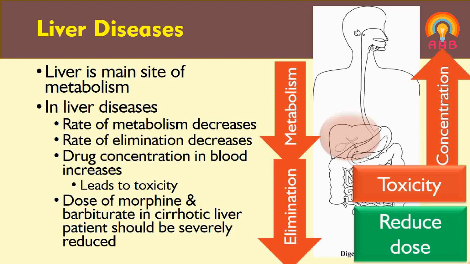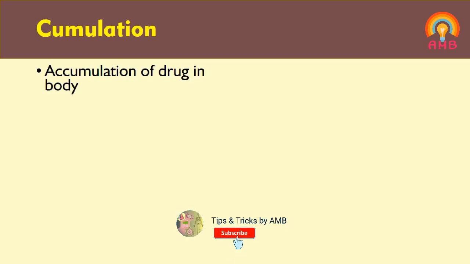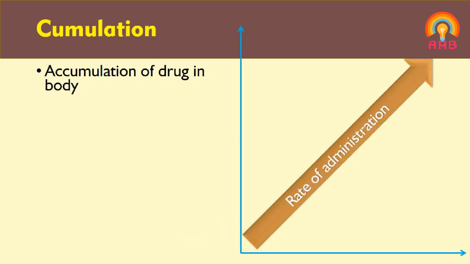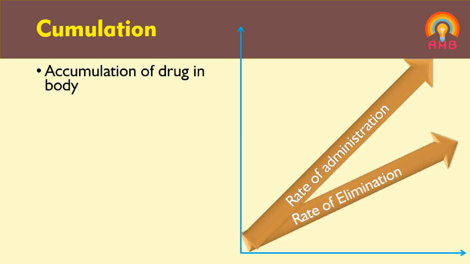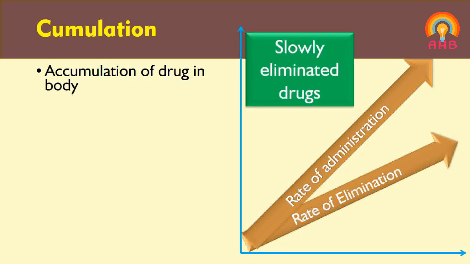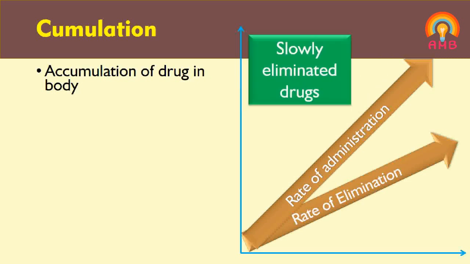Next factor we are going to discuss is cumulation. Accumulation of drug in the body after prolonged use is called cumulation. So here what happens, the drug gets accumulated in the body after its prolonged use, so it is called cumulation. So the question is, when does a drug get accumulated in the body? Any drug will accumulate in the body if its rate of administration is more than the rate of elimination. Slowly eliminated drugs are mainly liable to cause cumulative effect.